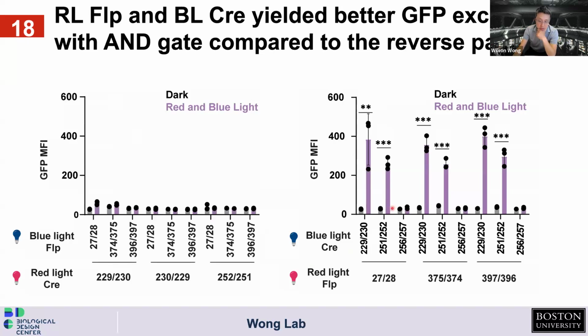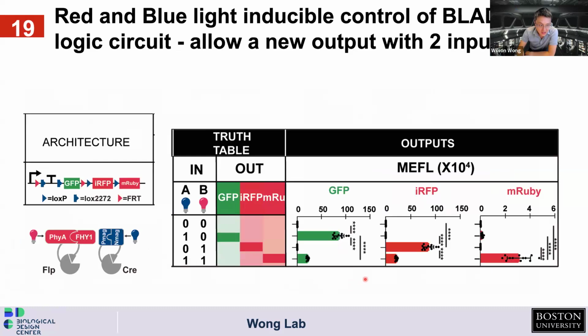So ultimately, I'm not going to go into these data too much, but we sort of have blue light control Flip, red light control Cre, or vice versa. We have blue light control Cre and red light control Flip. And we try all these different pairs to see which combinations give us the best dynamic range. So we found that in general, blue light control Cre, red light control Flip, for whatever reason, works better. So we stick with that orientation.